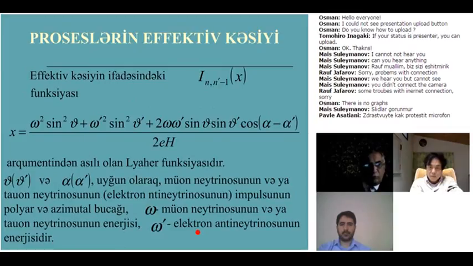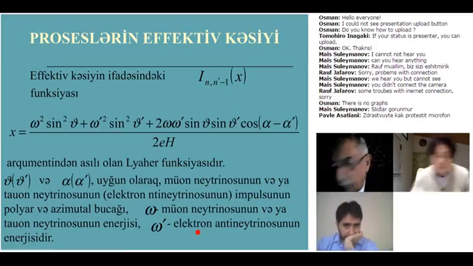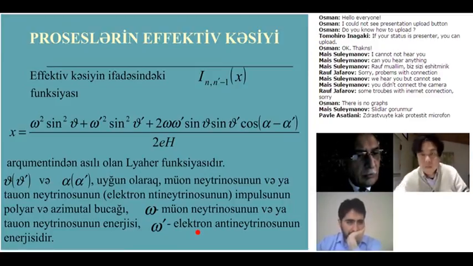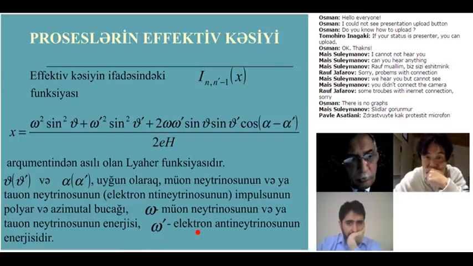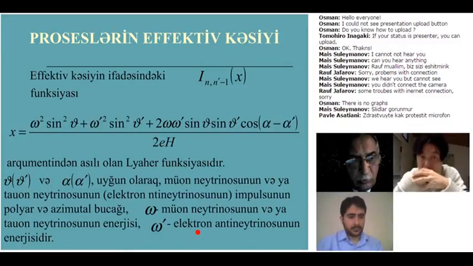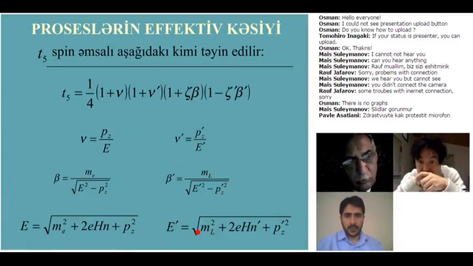The differential cross section of the process contains the Laguerre function, whose argument is x, which is determined by this expression. Here theta is the polar angle of the momentum of initial neutrinos, theta prime is the polar angle of the momentum of initial antineutrinos. Also alpha and alpha prime are the azimuthal angle of the initial neutrino momentum and the azimuthal angle of the initial antineutrino momentum. Omega is the energy of the muon neutrino or tau neutrino, and omega prime is the energy of the electron antineutrino.